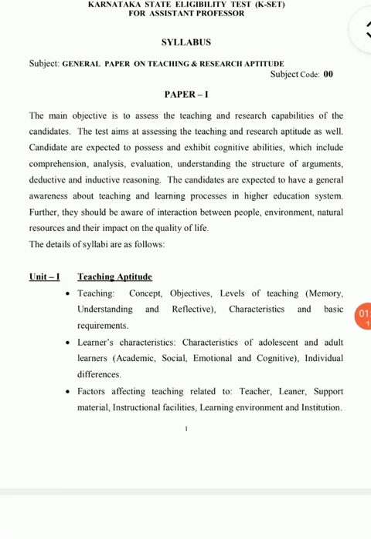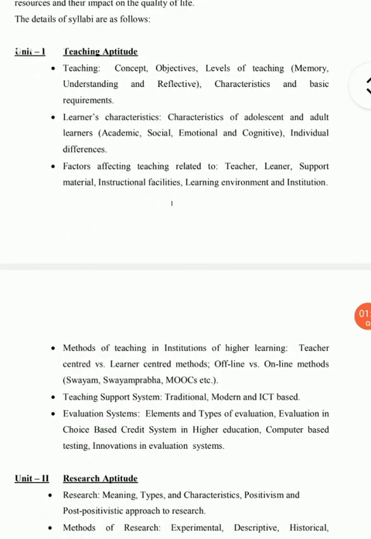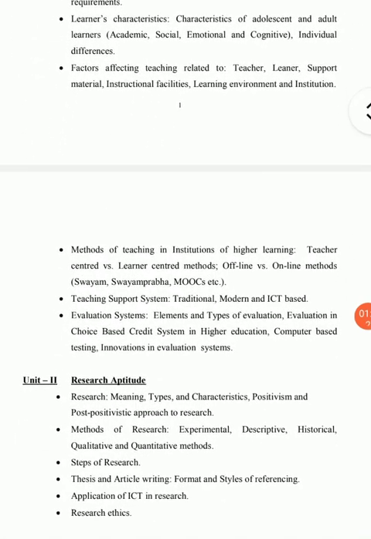So the first unit is teaching aptitude. In teaching, the basic things: the concept, objectives, levels of teaching, the characteristics and basic requirements, then learner characteristics, then factors affecting teaching related to the teacher, learner and the material, instruction facilities, the environment and the institution. Then methods of teaching in institutions of higher learning, teaching support systems, evaluation systems.